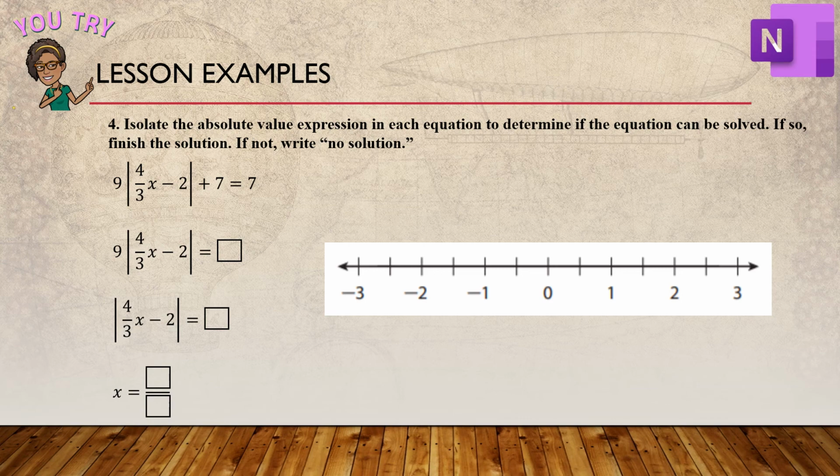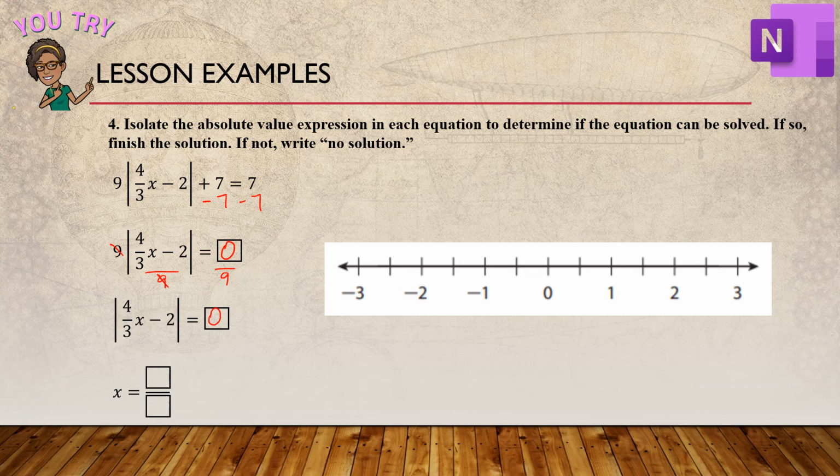So again, we are solving this by isolating the absolute value expression, subtracting 7 on both sides. I'm left with 9 times the absolute value of 4/3 x minus 2 equals 7 minus 7, which gives me 0. So automatically I know I'm going to have one solution. We continue by isolating the absolute value expression by dividing by 9. When I do that, on the left I have the absolute value of 4/3 x minus 2, and on the right I have 0.